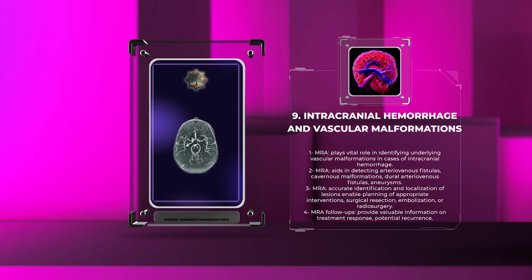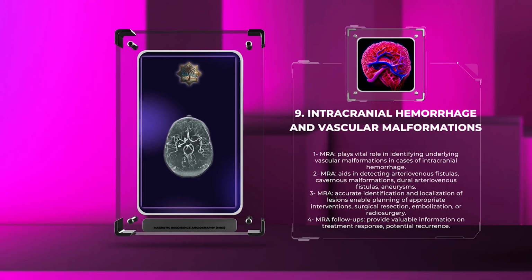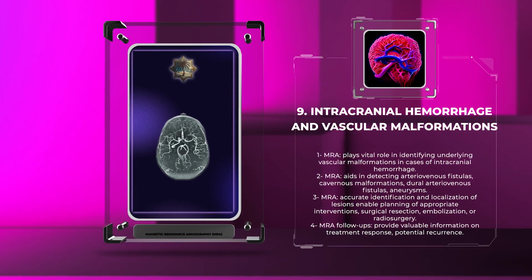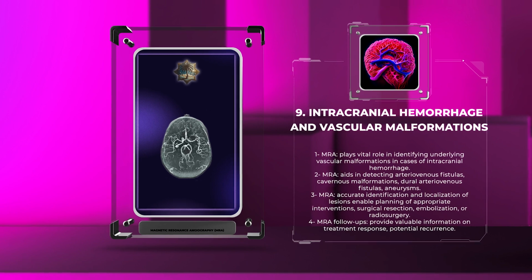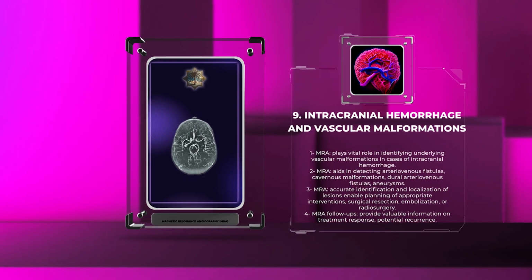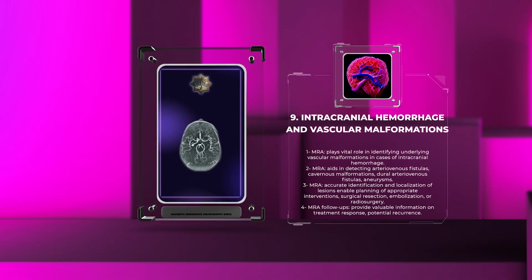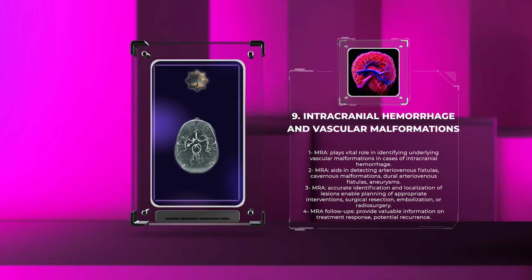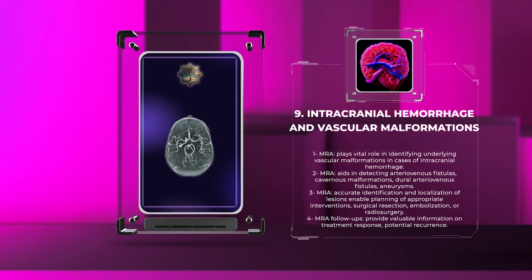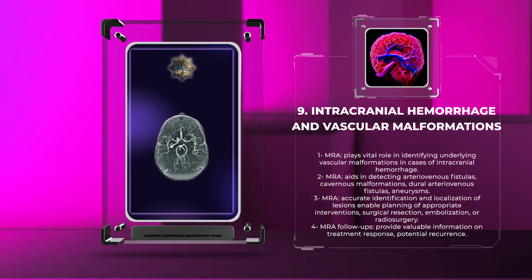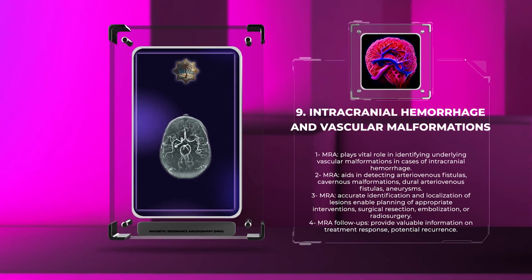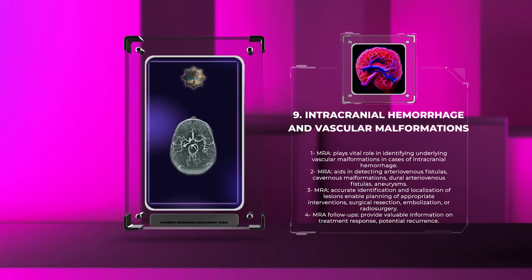In cases of intracranial hemorrhage, MRA plays a vital role in identifying underlying vascular malformations. The technique aids in detecting arteriovenous fistulas, cavernous malformations, dural arteriovenous fistulas, and aneurysms, which may be causative factors leading to hemorrhage. Accurate identification and localization of these lesions through MRA enable clinicians to plan appropriate interventions, including surgical resection, embolization, or radiosurgery. Additionally, MRA follow-ups provide valuable information on treatment response and potential recurrence.